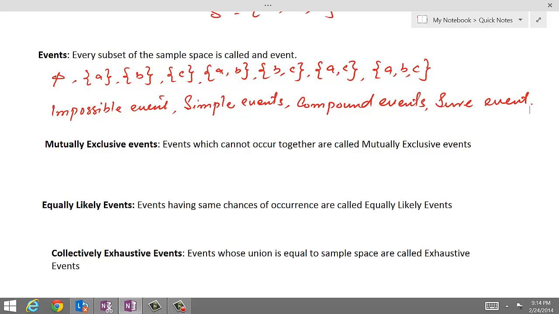Anyway, now these are three very important definitions for the probability. One is the mutually exclusive events. Events which cannot occur together are called mutually exclusive events.